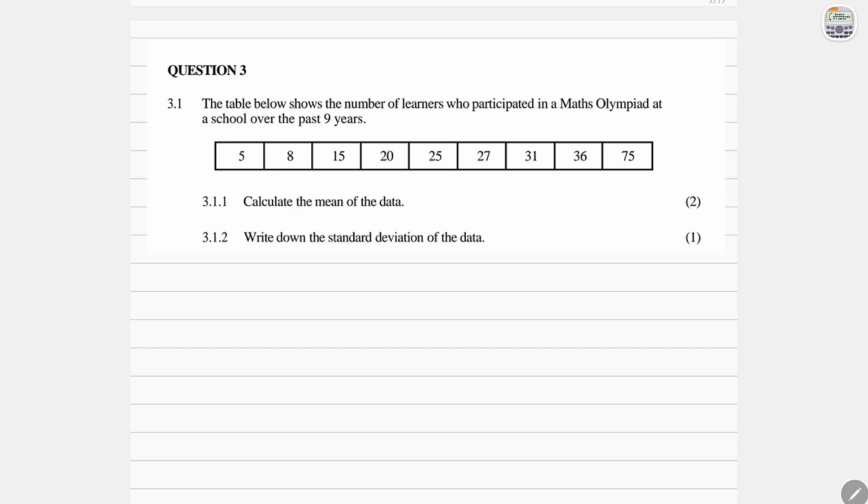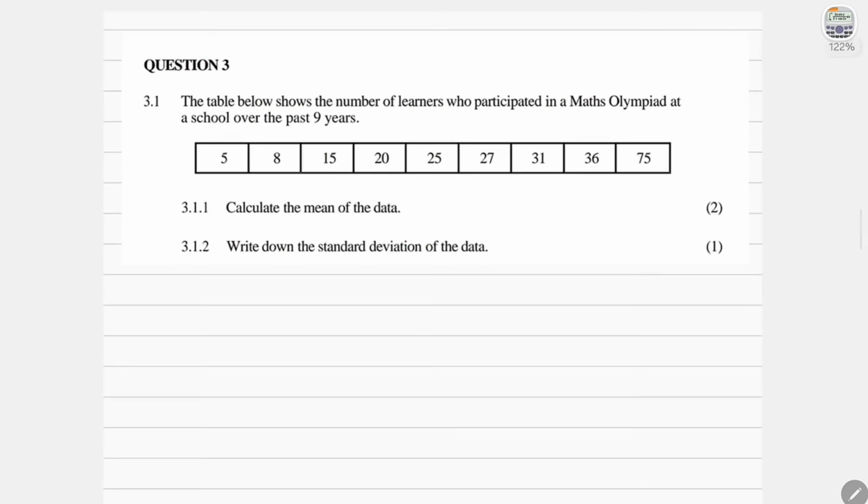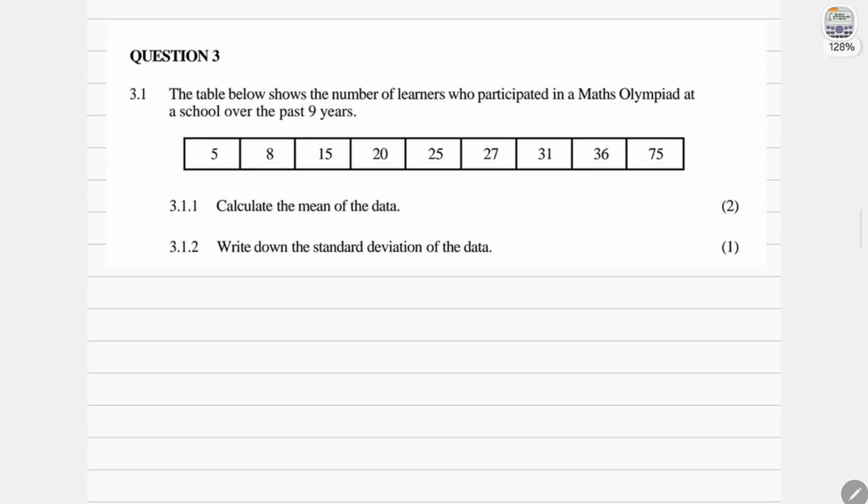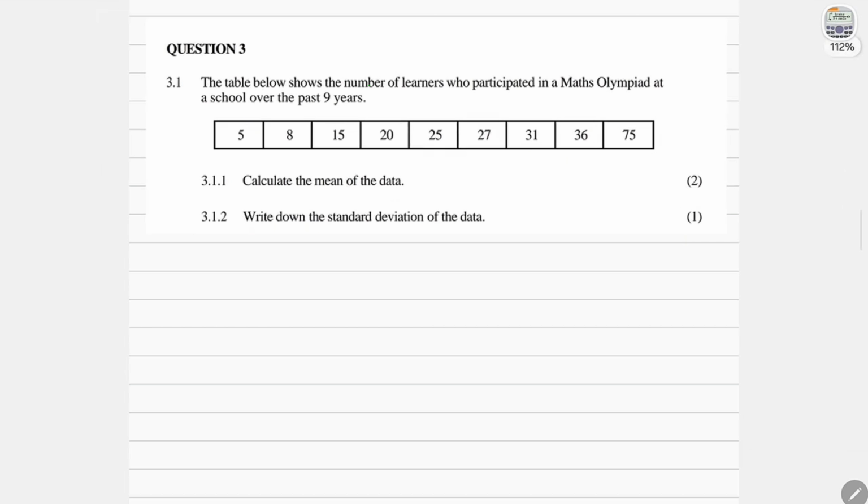Question 3 says, the table below shows the number of learners who participated in a maths Olympiad at a school over the past 9 years. Okay, so first year, 5 people, second year, 8 people, and so on. And then 3.1.1 says, calculate the mean of the data. And then you see they also ask for standard deviation. So it's better to use your calculator to find the mean so that you could just use your calculator again to find the standard deviation.